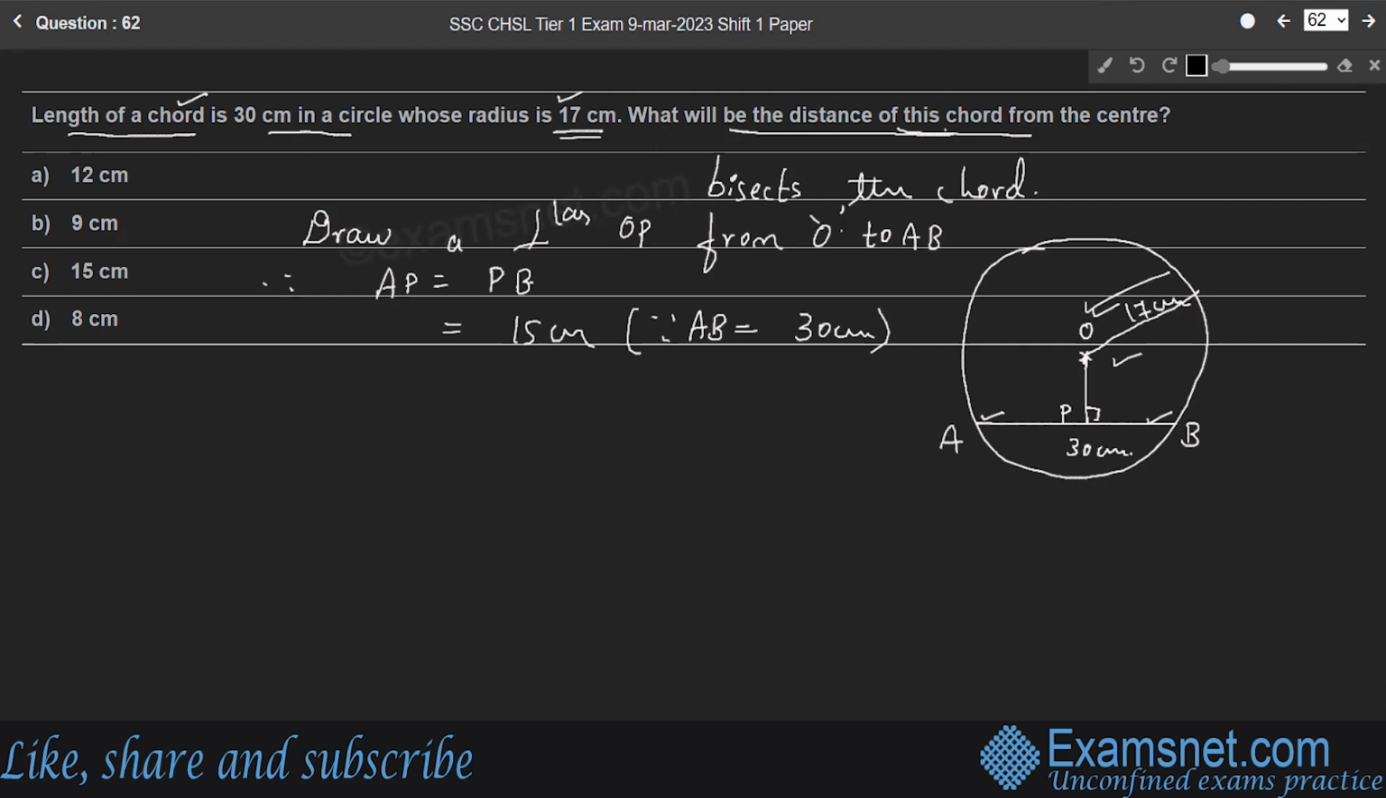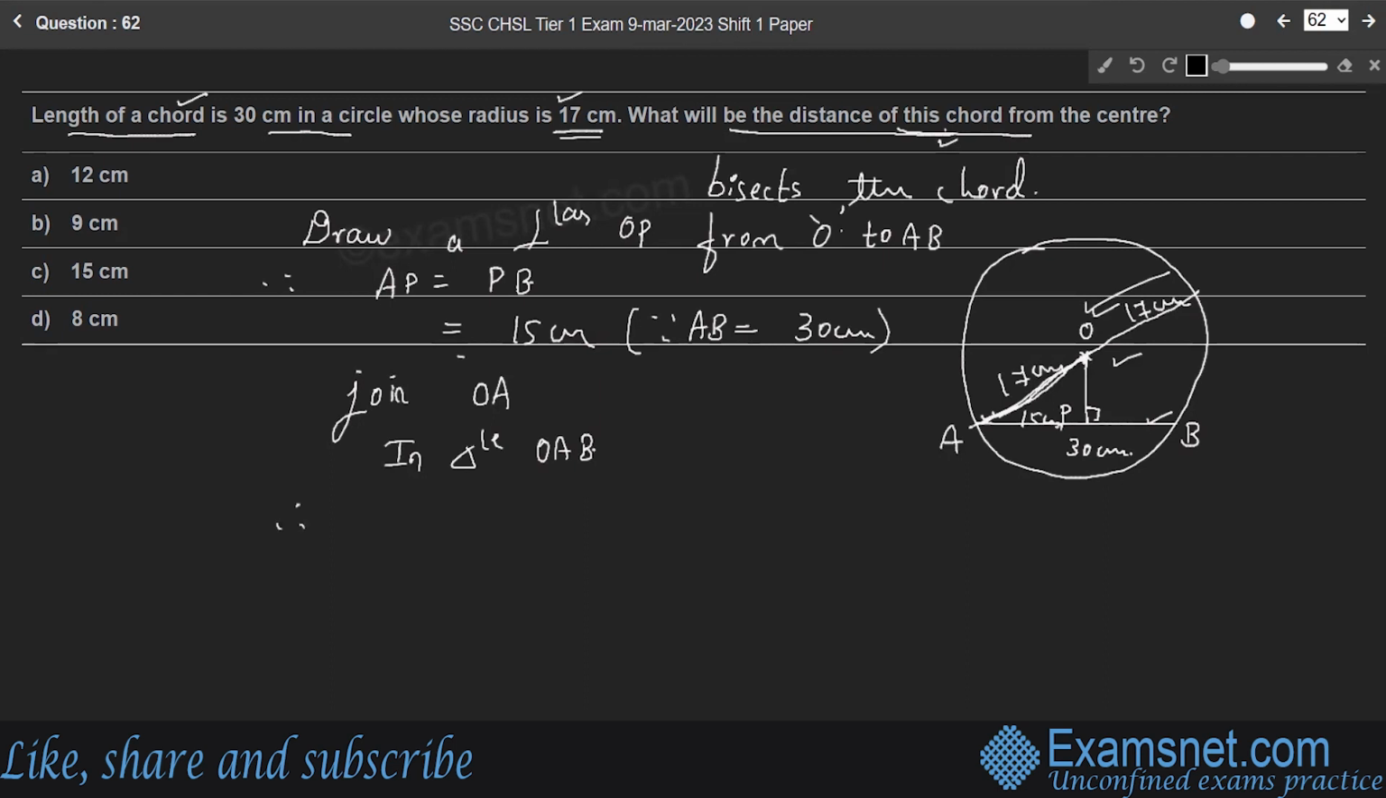So let us consider triangle OAP. Join O and A, or you can join O and B. Now join AO, so we have got a right angle triangle OAP. Therefore, in triangle OAP, can we use Pythagoras theorem here? Yes, because OA is the radius of the circle, which is already given, 17 centimeter. AP is 15 centimeter. We can easily find OP, the distance of the chord from the center.